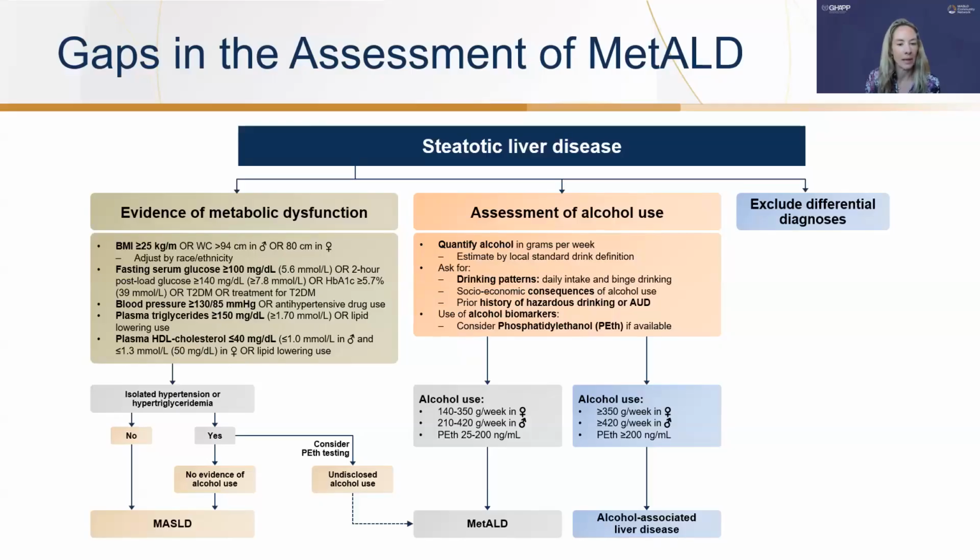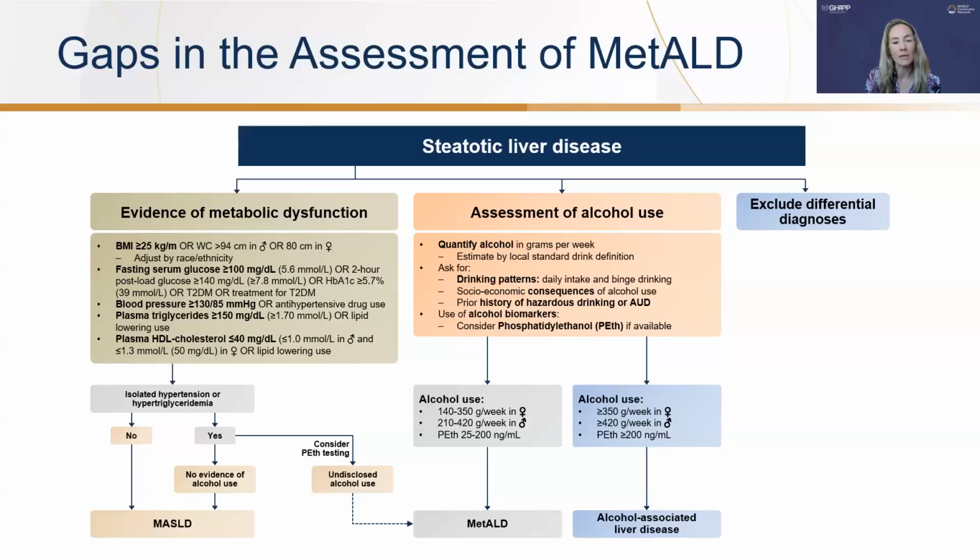And that's where you might want to consider using a PEth test. And then, of course, like we said, also in this patient population, assessing alcohol use. You want to really try to quantify their alcohol use in grams per week, based on asking them about their drinking patterns, how much they're drinking on a daily or a weekly basis, and if they've ever had any prior consequences of their alcohol use, for example, a DUI.